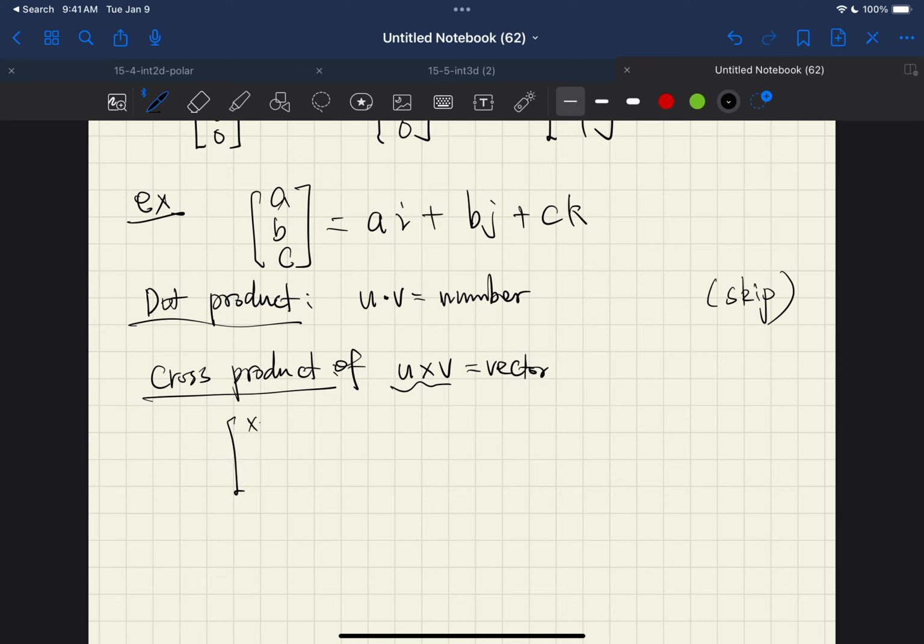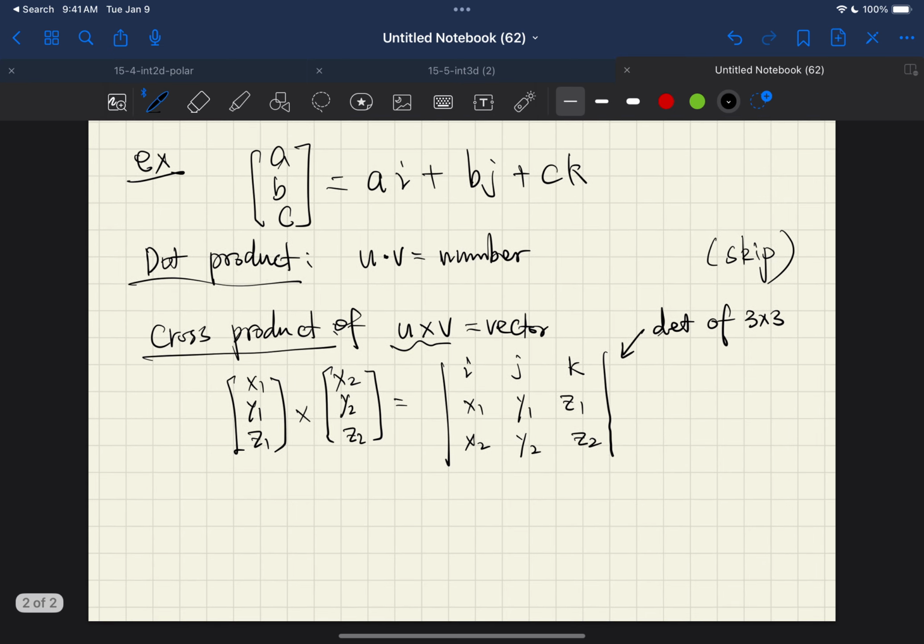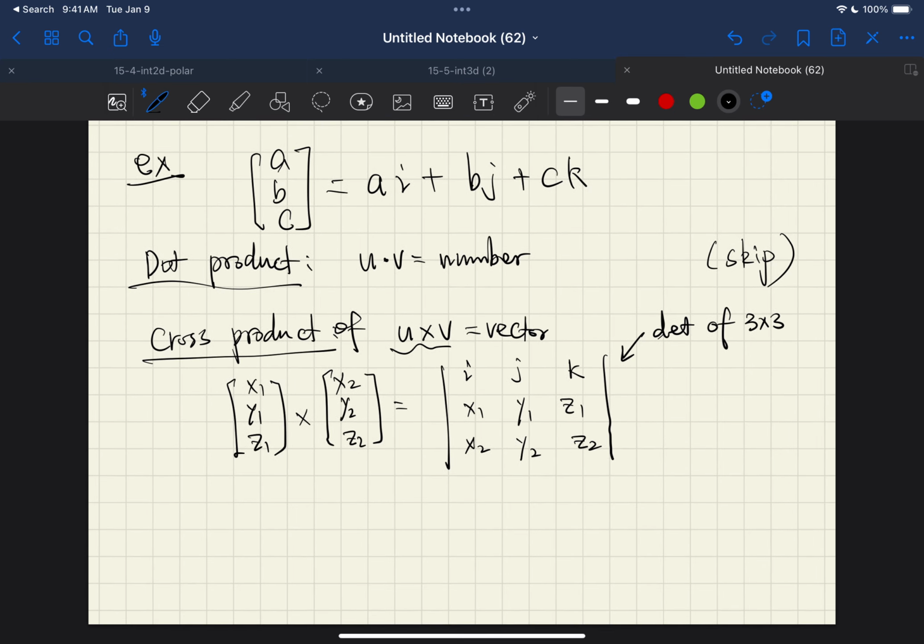So what does the cross product look like? If you have (x1, y1, z1), which is u, and another vector (x2, y2, z2), which is v, then this cross product is given by the rows i, j, k; x1, y1, z1; and x2, y2, z2. In other words, this is the determinant of a 3 by 3 matrix, right? So you need to know how to compute the determinant. So we recall linear algebra.